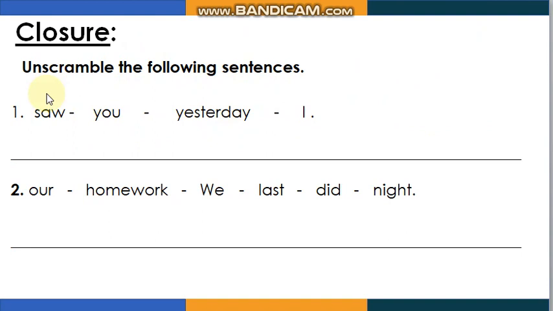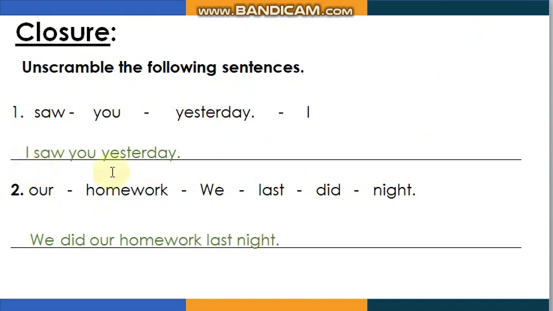So, sentence number one, saw you yesterday, I. So I need your help. What we are going to do. So I saw you yesterday. Well done. I saw you yesterday. Let's go to number two. Our homework we last did night. So we, then the verb, did, we did our homework last night. So let's check the answers. Okay, so I saw you yesterday. We did our homework last night.